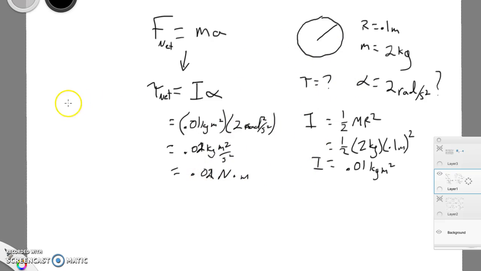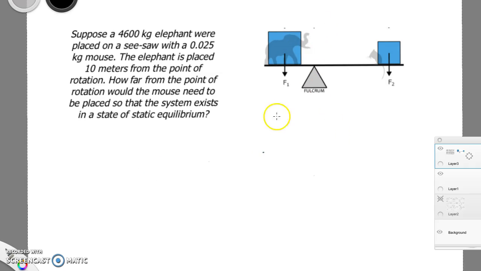The next thing I want to point out, let's say that we wanted to have an angular acceleration of 0. We wanted to rotate at a constant speed. Well, if alpha is equal to 0, then the net torque is also equal to 0. So for something that's rotating at a constant speed, the net torque on it is 0. Just like if you have something moving along at a constant speed, it has a net force of 0. Here's a net torque question for us.